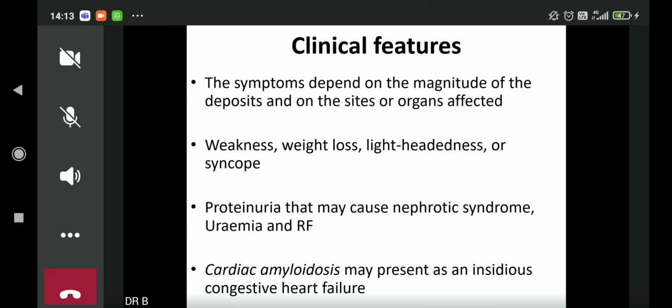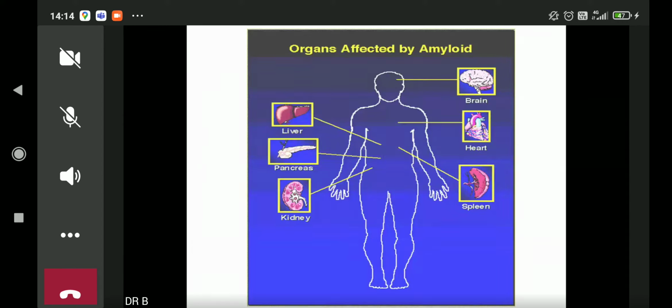Now let's look at the clinical features. How would a patient of amyloid deposition present to you? The patient can have a varying magnitude of symptoms starting from weakness, weight loss, lightheadedness, or syncope. If the kidneys get involved, the patient may present only with proteinuria that may cause nephrotic syndrome, uremia, and renal failure. If the deposition is in the heart, the patient might present with insidious onset congestive heart failure.